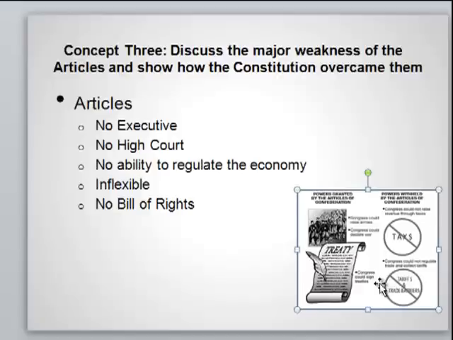The fourth weakness was that it was inflexible. It could not adjust to the needs of the people in the states. The Articles were impossible to amend because it took unanimous consent of the states to make any modifications.